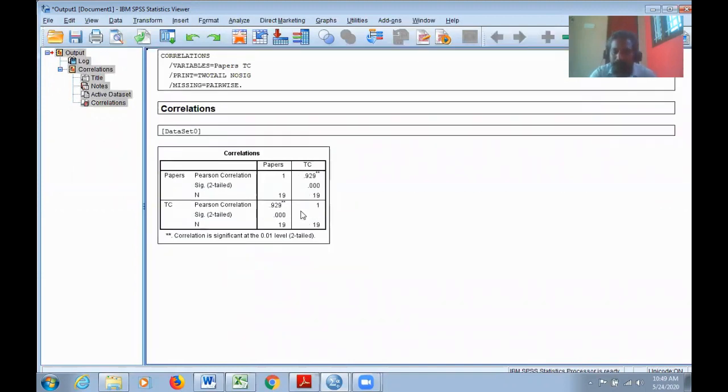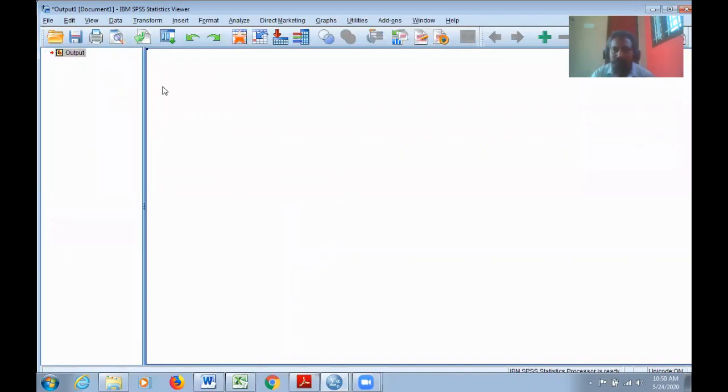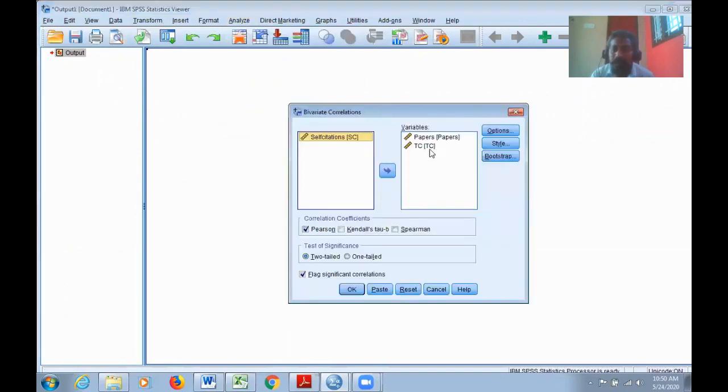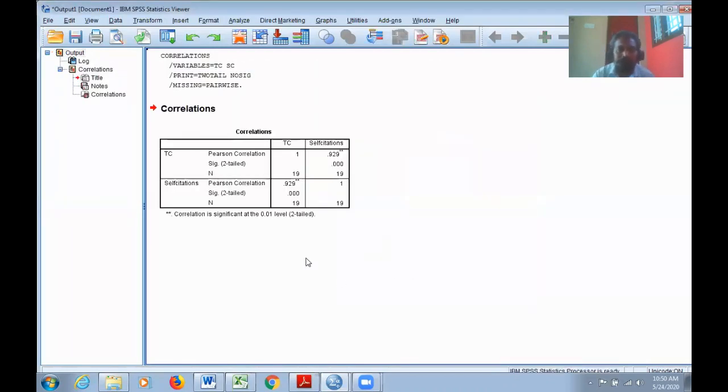Fine. So let me try the other one also. I'll go to analyze, I'll go to correlate, I'll go to bivariate. This time, let me check the correlation between total citations and self-citations. Is there any linear relationship between total citations received in a particular year and self-citations received in that particular year? So I just say, okay.